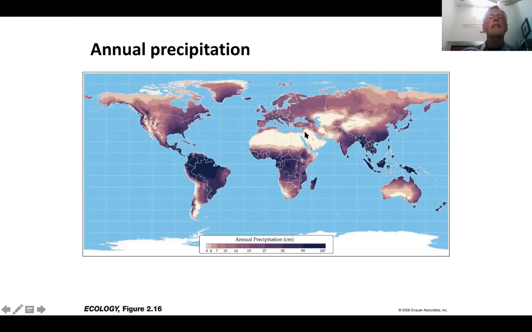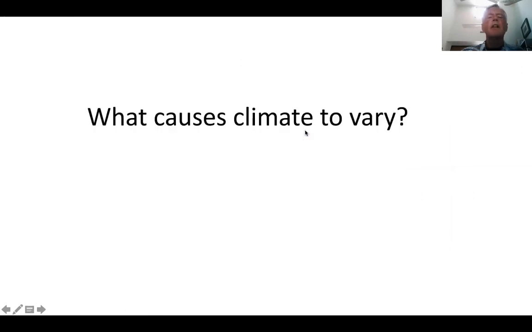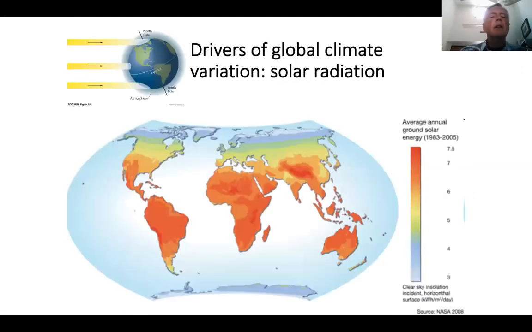So how is it that temperature and precipitation are so different from one another? Okay, I'm going to explain why that is now. All right, what causes climate to vary? As I said, solar radiation is the major driver of climate, okay? And this map, again, is a heat map that simply shows the patterns of solar radiation, the intensity of solar radiation across the globe. Warmer colors are more solar radiation, cooler colors are less solar radiation.